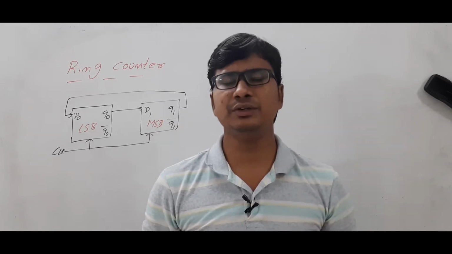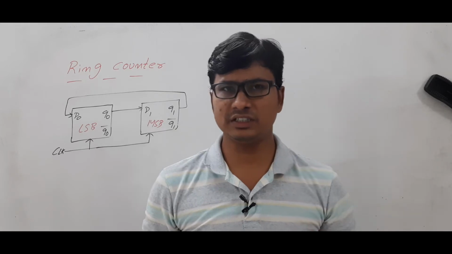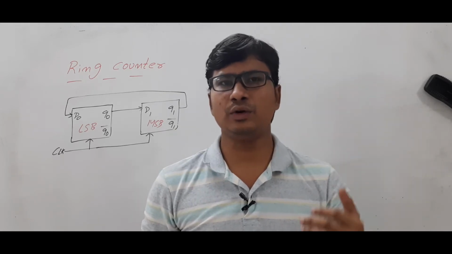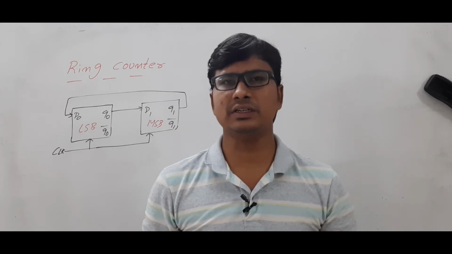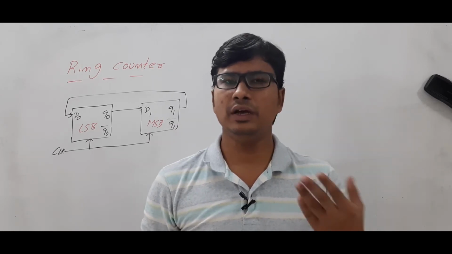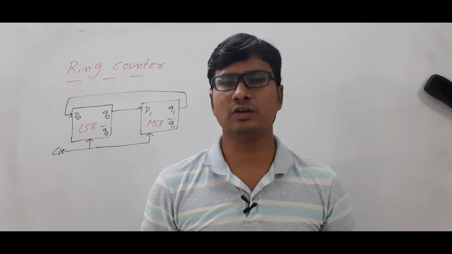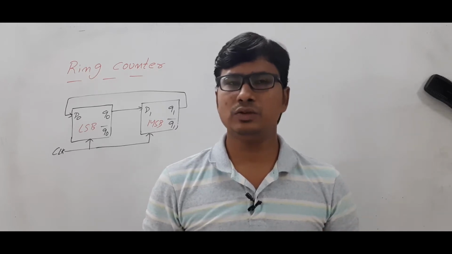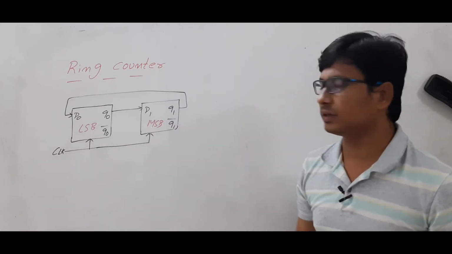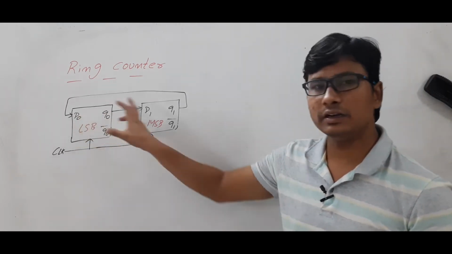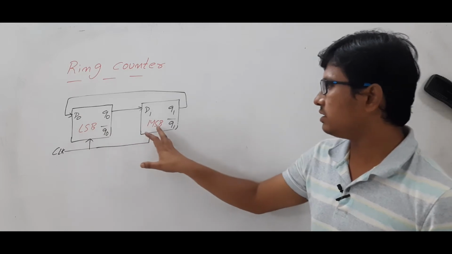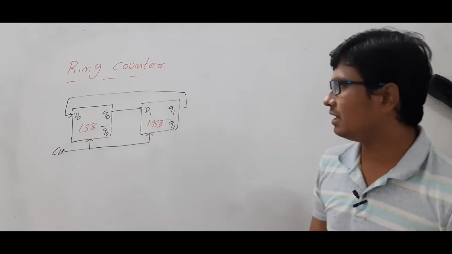In the last video, I discussed what a shift counter is, what a ring counter is, and what a Johnson counter is. In this video, I want to discuss one example related to the ring counter so that you will understand the concept in a better way. So let me check what the ring counter is here. They have given two D flip-flops, and this is my MSB and this is the LSB.